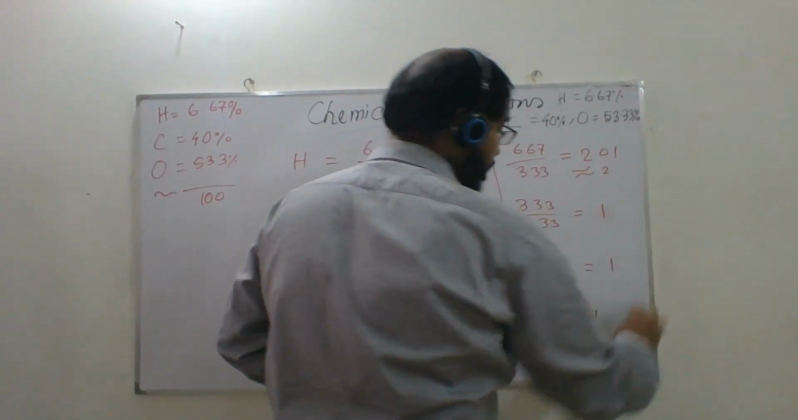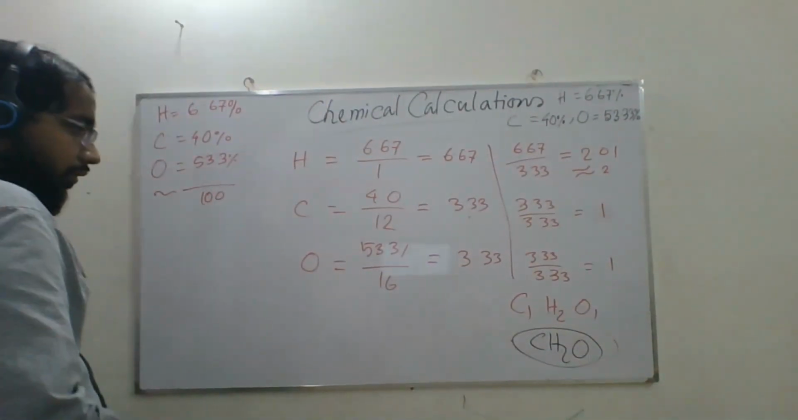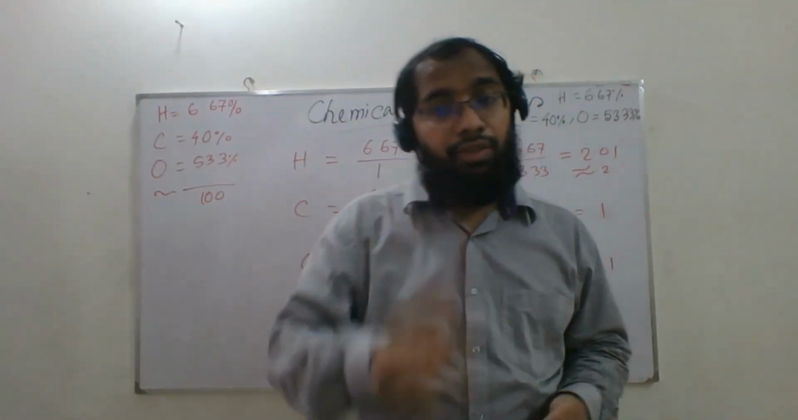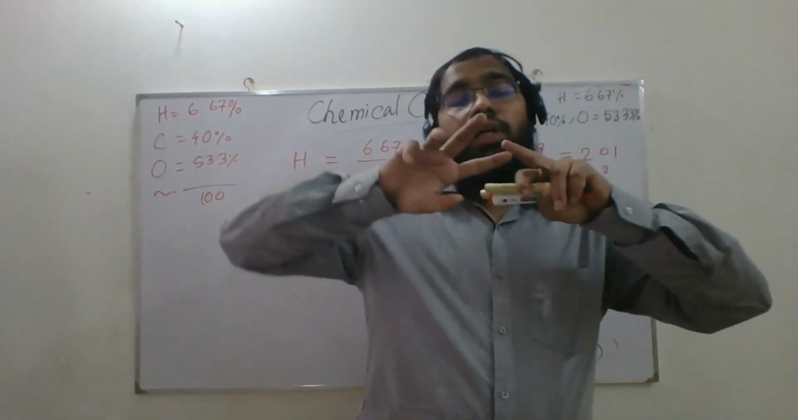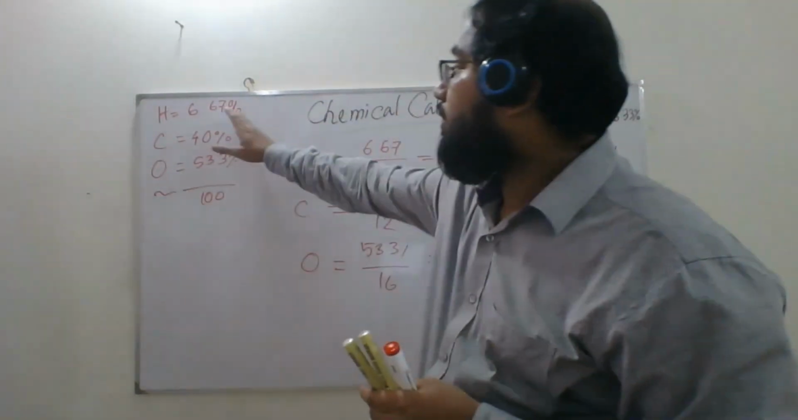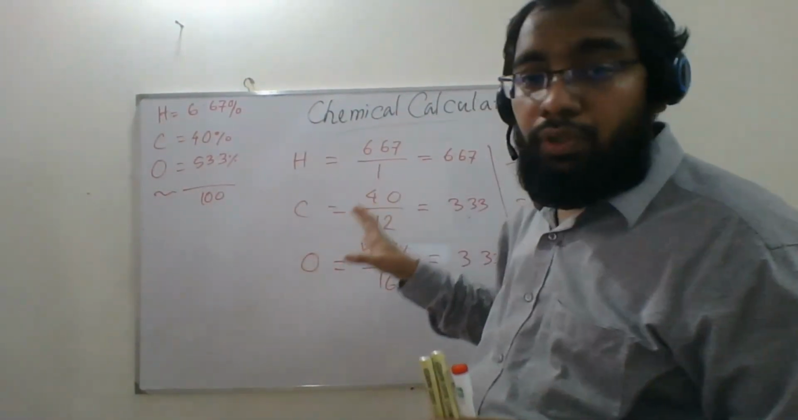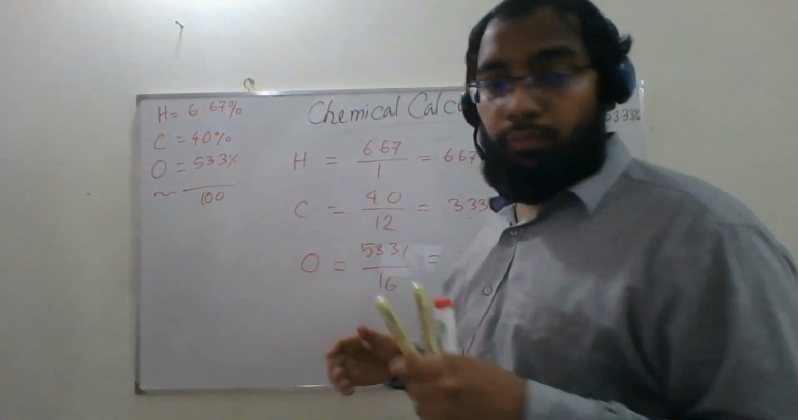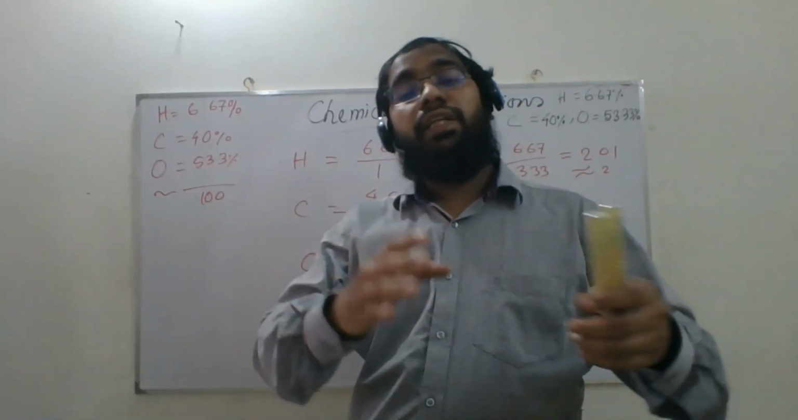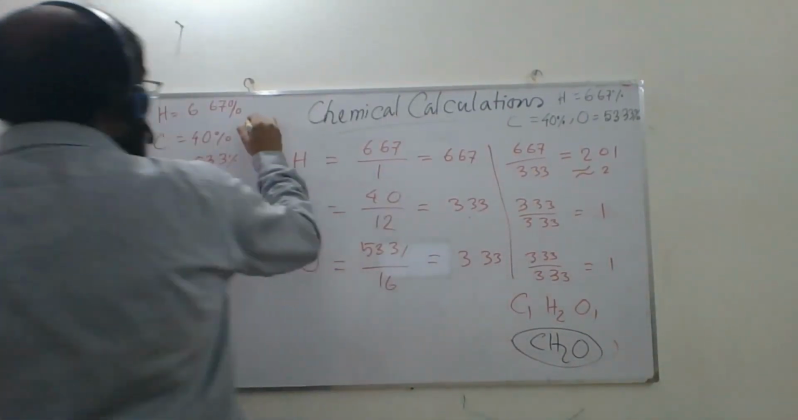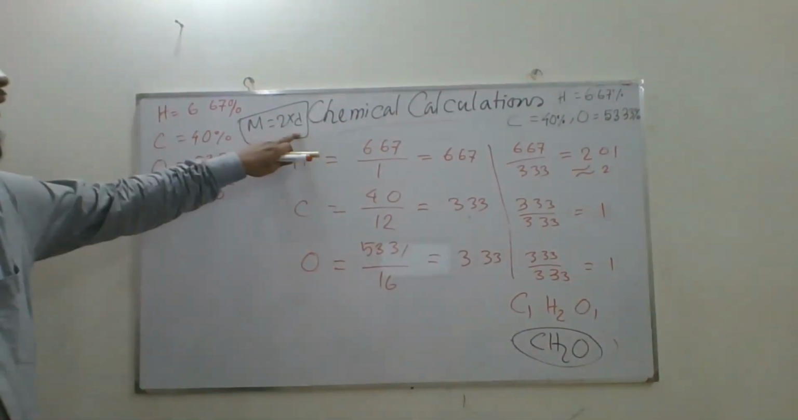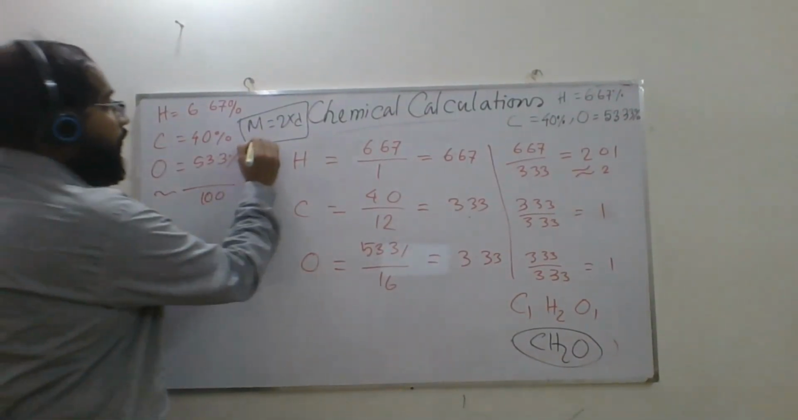Now, how do we get the molecular formula? What will be the molecular formula of this compound? To calculate the molecular formula you need one piece of information: the molar mass of this compound. They will say this is the percent composition and the molar mass of this compound is 180, then calculate the molecular formula. Or they will say the vapor density of this compound is 90, because we know that molar mass is always equal to 2 times the vapor density.